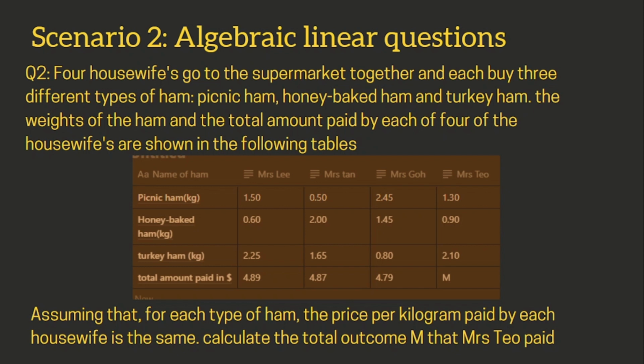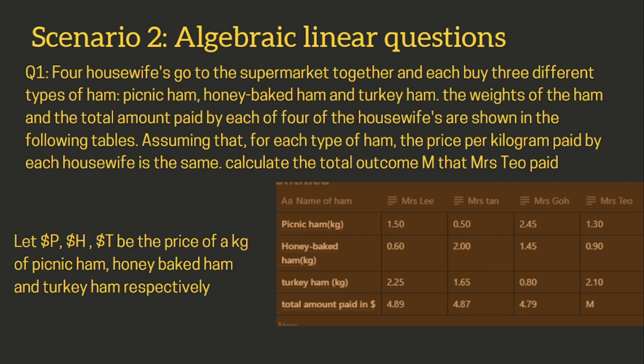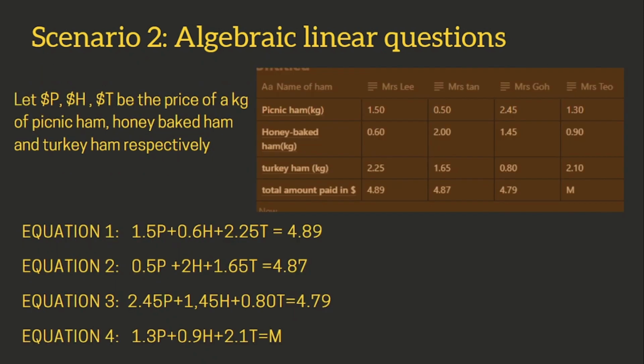It's just that after you solve it, you pump it back into a fourth equation to get your m. So we first let P, H, and T be the price of a kg of picnic ham, honey baked ham, and turkey ham respectively. Then, we'll pump this into the equations below. So 1.5p plus 0.6h plus 2.25t equals 4.89.